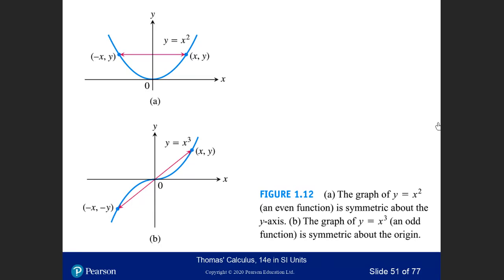Now let's look at this function. Y is equal to x cubed. As you can see, for x you have y, and for minus x, you have minus y. So that's an odd function and symmetric about the origin.